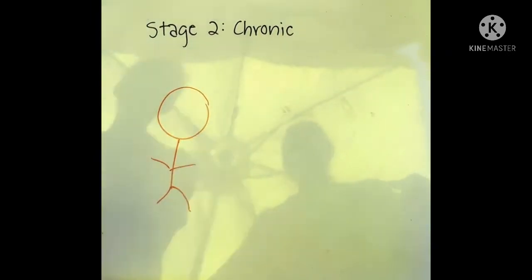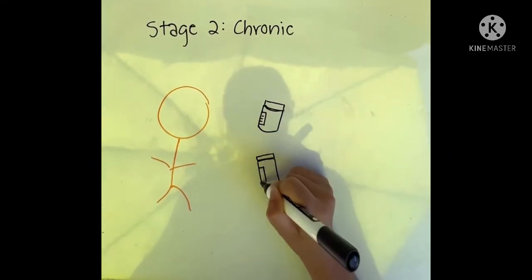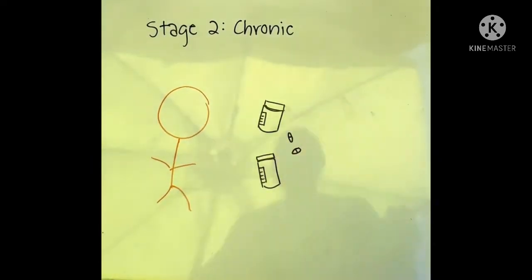Chronic HIV infection is the second stage of HIV. Chronic HIV is asymptomatic in many people. In this stage, HIV is active but reproduces very slowly. There is a medicine available to prevent patients from moving on to stage 3.